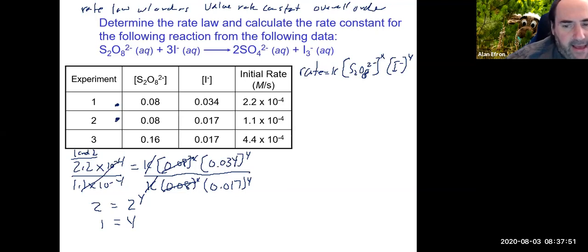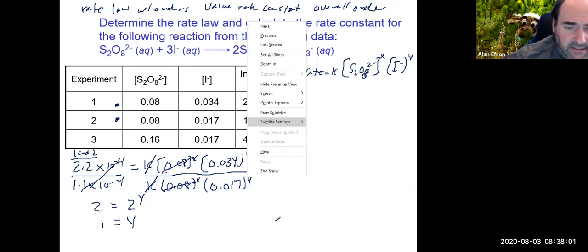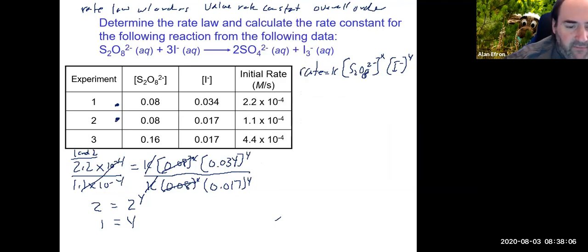We now want to go back to our table and find what the other order is. So we want to, in this case, keep the I- constant and vary our other one because we did the opposite the first time. If we go to entry number 2 and number 3 here, we see that the I- remains the same while the S2O8 varies. In this case, I'm going to put number 3 up on top since it has the larger rate. So numbers 2 and 3 here.